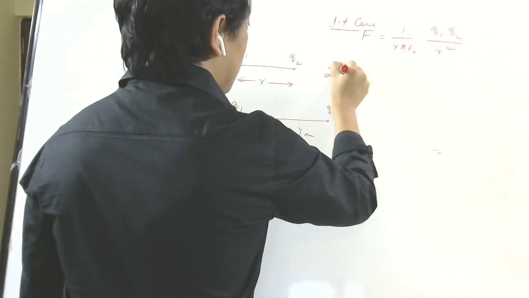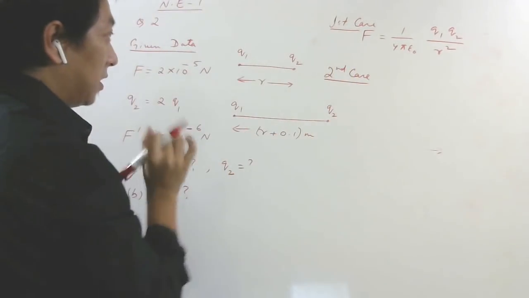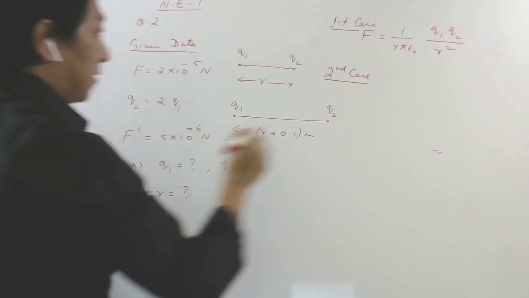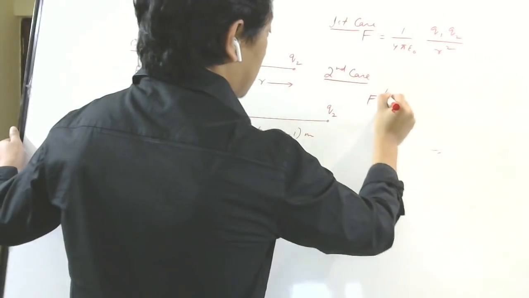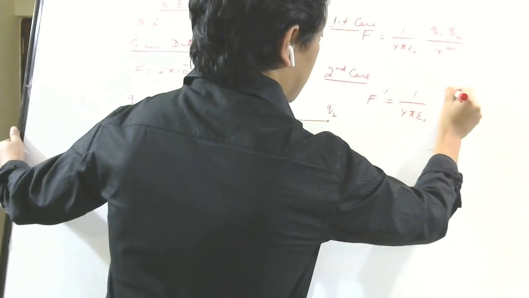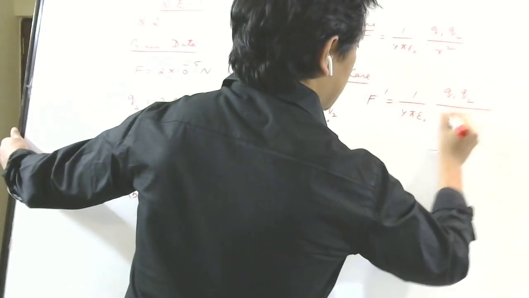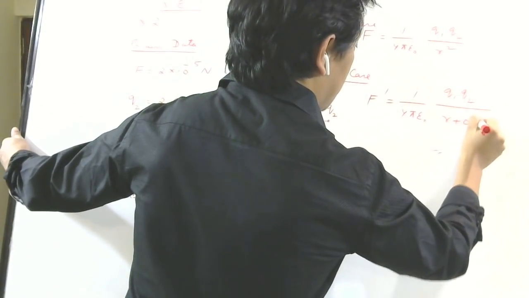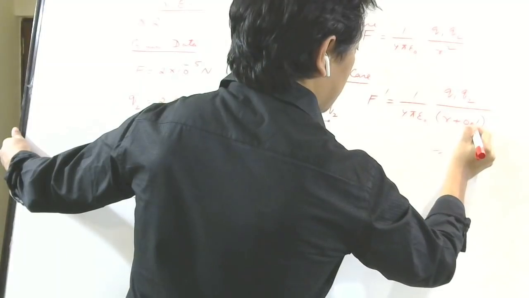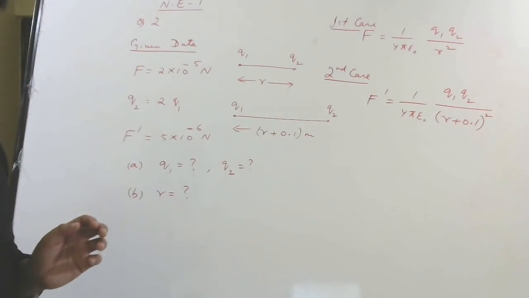In the second case, what happened? The distance has increased and the force became F dash. So F dash will be equal to 1 by 4 pi epsilon naught Q1 Q2. Charges are the same only. The distance is R plus 0.1 whole square. Sometimes this point is not visible, so let me mark it nicely.